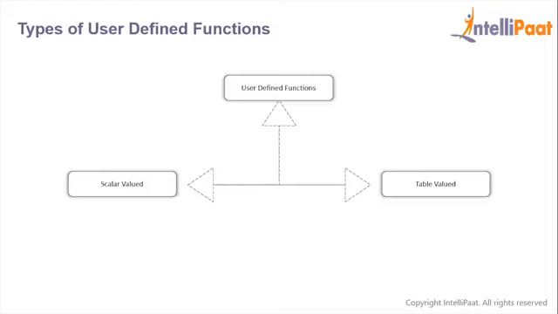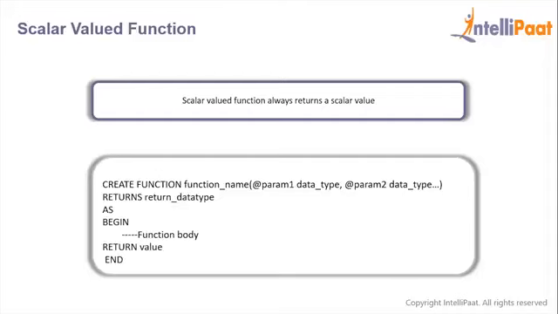So these are the two types of user-defined functions in SQL. We have scalar-valued functions and table-valued functions. We'll start with the scalar-valued functions. So as the name states, a scalar-valued function always returns a scalar value. So a scalar value could be int, varchar, date and so on. And this is the syntax for a scalar-valued function.